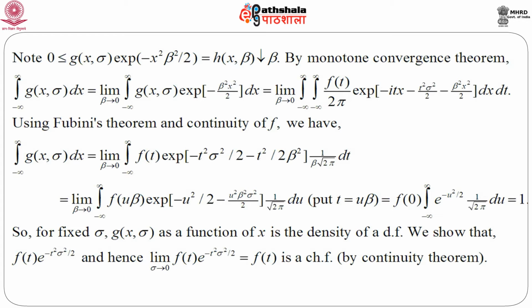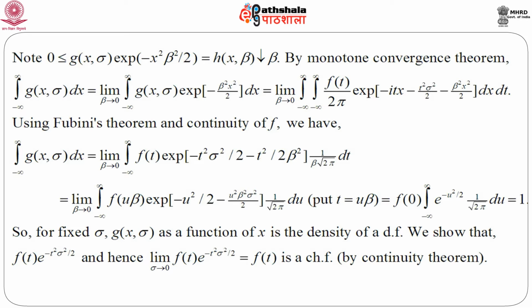And immediately we can observe that if beta goes to 0, then u beta goes to 0. So, f of u beta becomes f of 0, and hence this is independent of u. So, it comes outside. If you again put beta equals 0 in the exponent part, then u square beta square sigma square by 2 becomes 0. So, we are only left with e to the power minus u square by 2 into 1 by root 2 pi du.